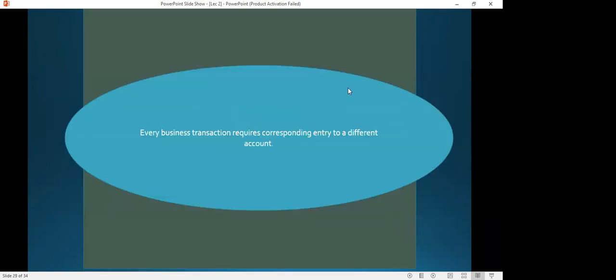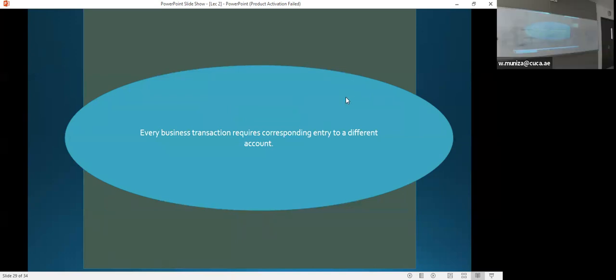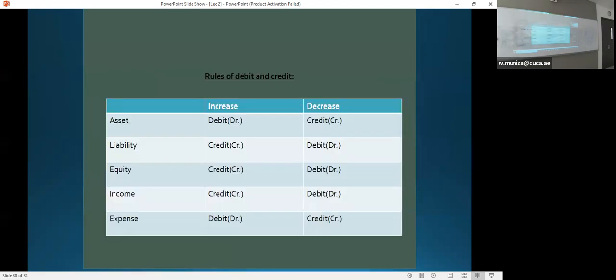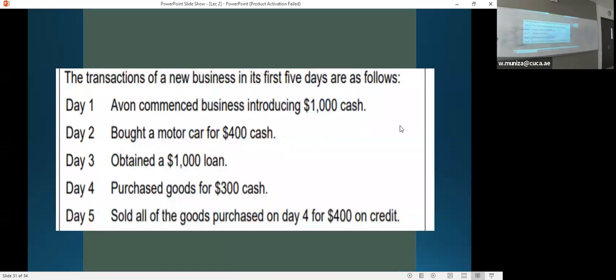Okay. Look, every business transaction requires a corresponding entry to a different account. This is the double entry system. Corresponding accounts, debit and credit. Opposite and equal effects. Now, students, from here we are going to start practice. This is the first illustration with the help of which we are going to do the practice of debit and credit.